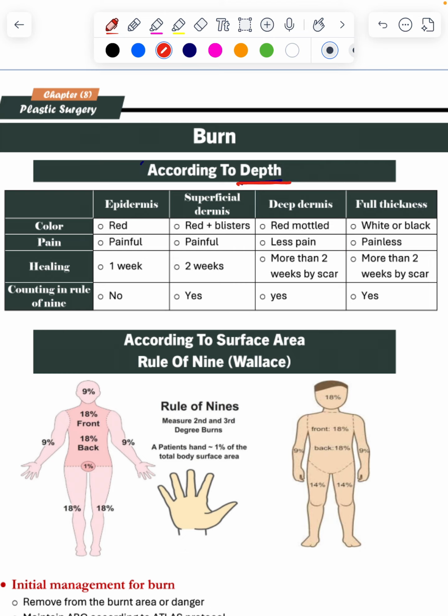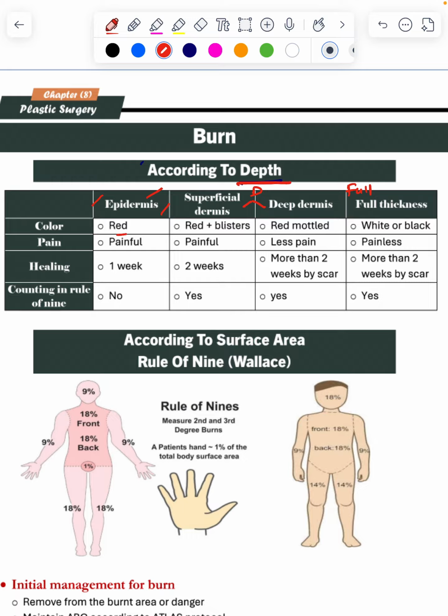If the burn is limited to the epidermis, then superficial dermis, deep dermis, and full thickness. So there are three parts: epidermis, dermis, which has superficial and deep, and full thickness. So what is the difference between epidermis and dermis?